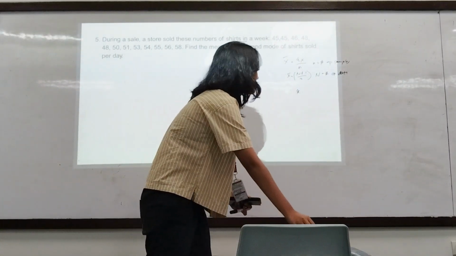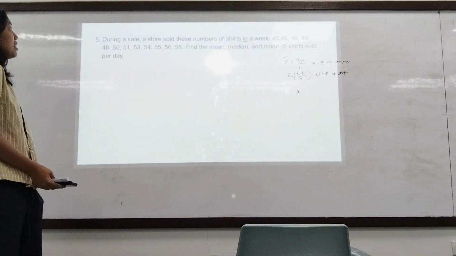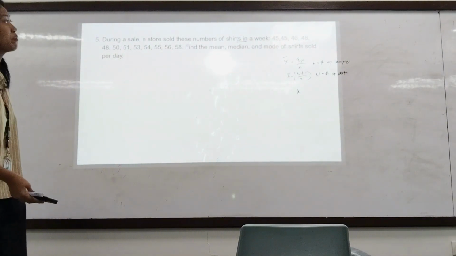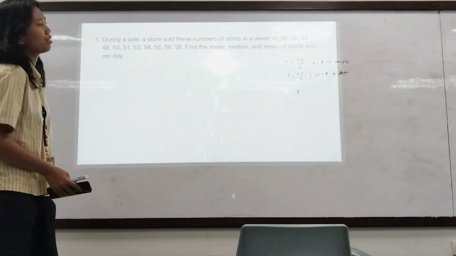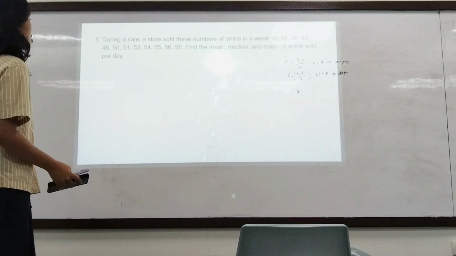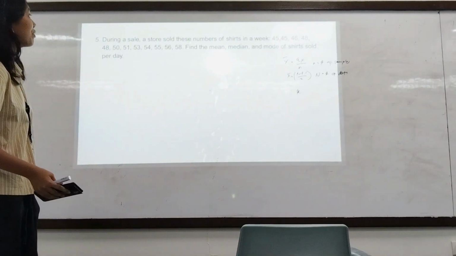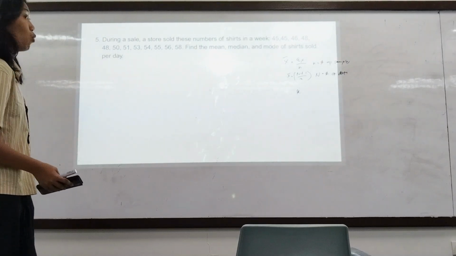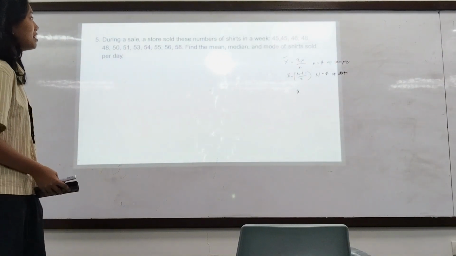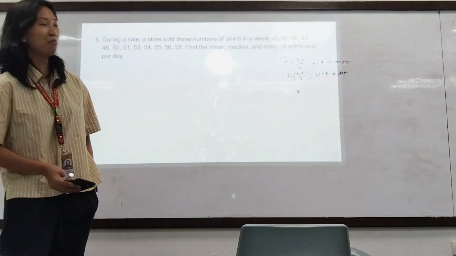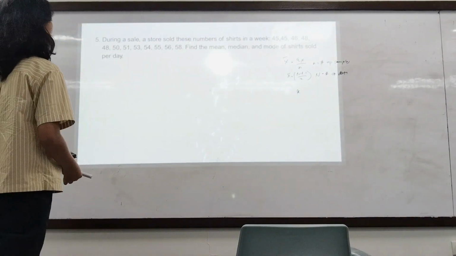So last but not the least, we have example 5. During a sale, a store sold these numbers of shirts in a week: 45, 45, 46, 48, 48, 50, 51, 53, 54, 55, 56, 58 shirts. Ooh, you have a lot of evens. Now, let's find, obviously, the mean, the median, and the mode of the shirts sold per day.